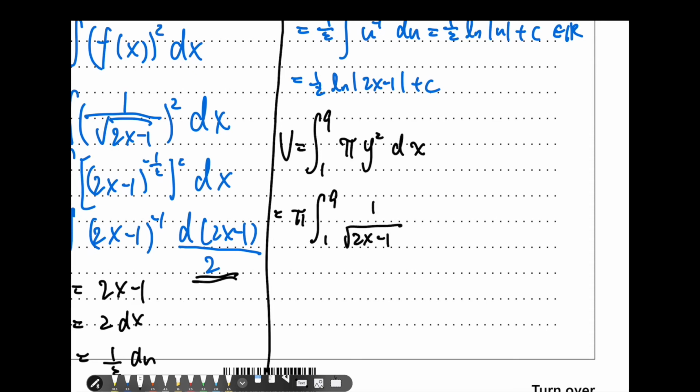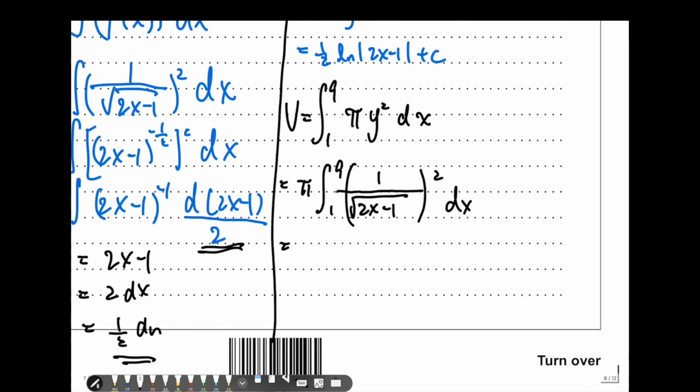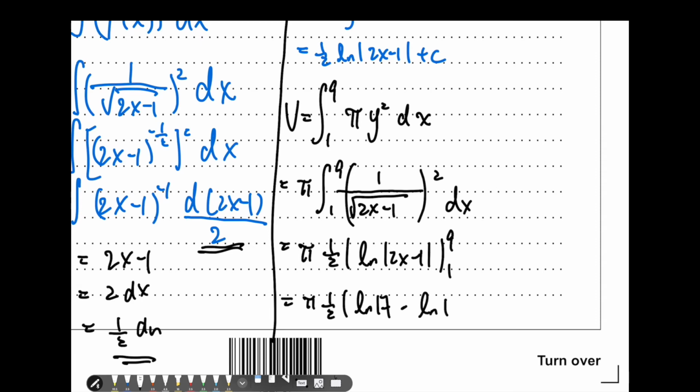2x minus 1, and then square it, dx. And this is what we have found previously. So that is equal to half ln|2x minus 1|, and then it's from 1 to 9, right? And then after calculation, we can find it to be ln 17 minus ln 1.